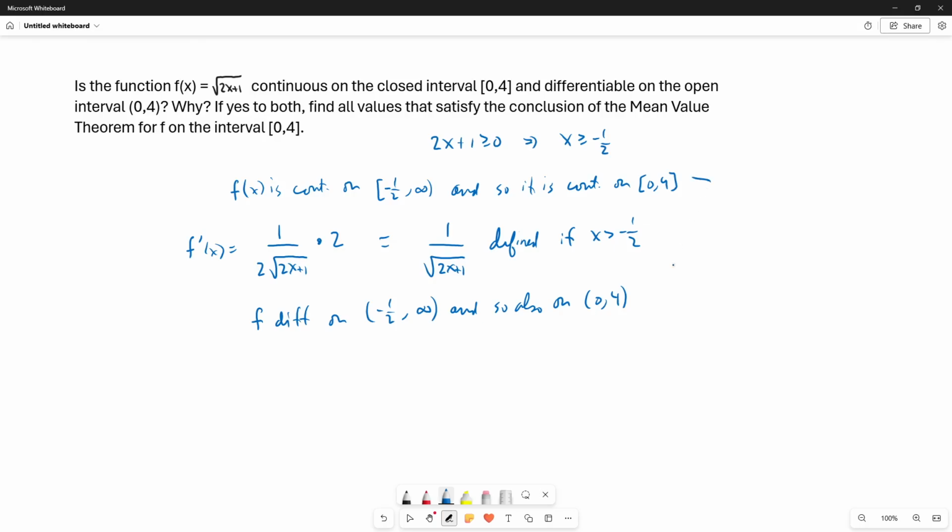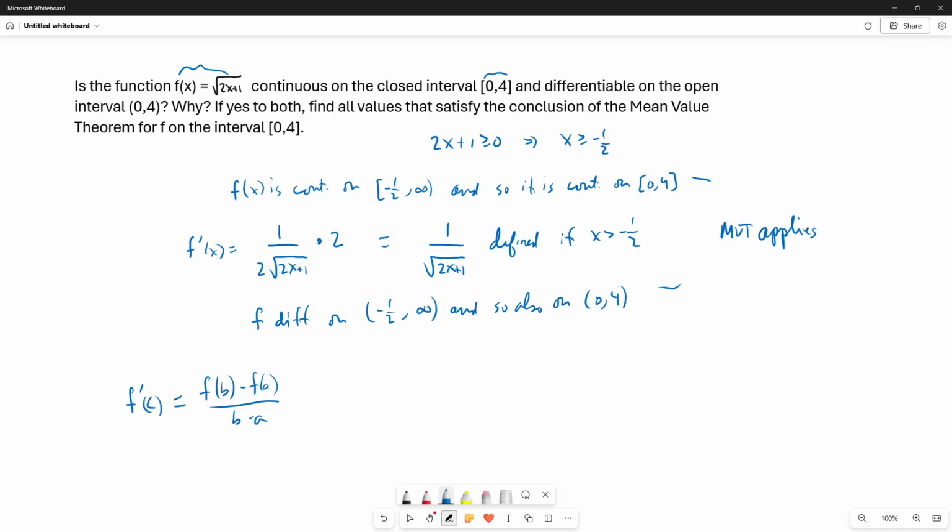So these two conditions tell us that the mean value theorem can be applied to this function on this interval. And the mean value theorem says that there will be a point c in the interval, in this case between 0 and 4, such that f prime of c is equal to f of b minus f of a over b minus a. The slope of the tangent line is equal to the slope of the secant line. In other words, the instantaneous rate of change at some point is equal to the average rate of change.